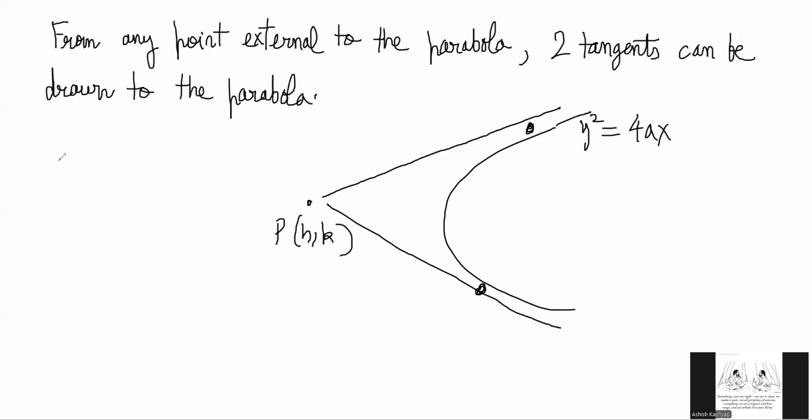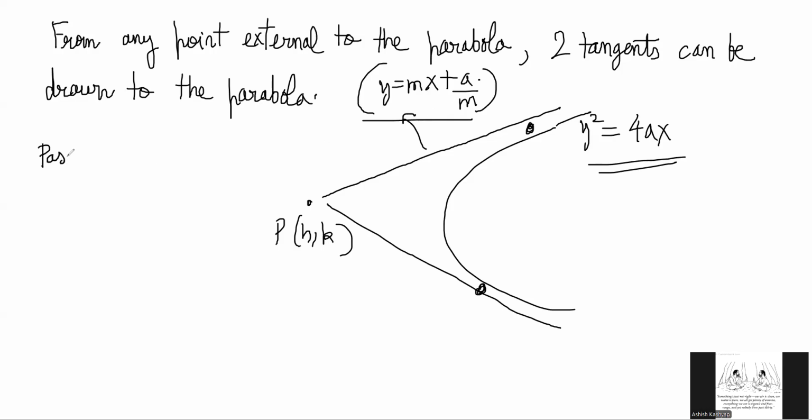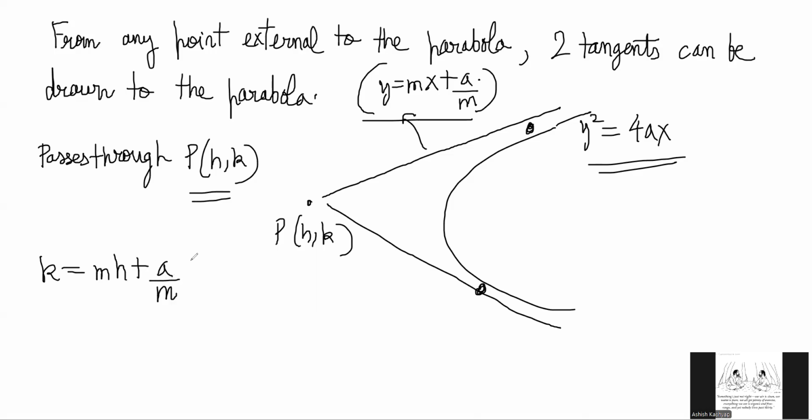to say that if I have this tangent equation y is equal to mx plus a by m, because we know the parabola equation is this, the tangent equation will be this, and let's say that this tangent passes through point P, which is h comma k. You will be able to put the point in this tangent line equation. You will get k is equal to mh plus a by m. And notice that this is a quadratic in m. You get something like this. So m square h minus mk plus a is equal to 0.